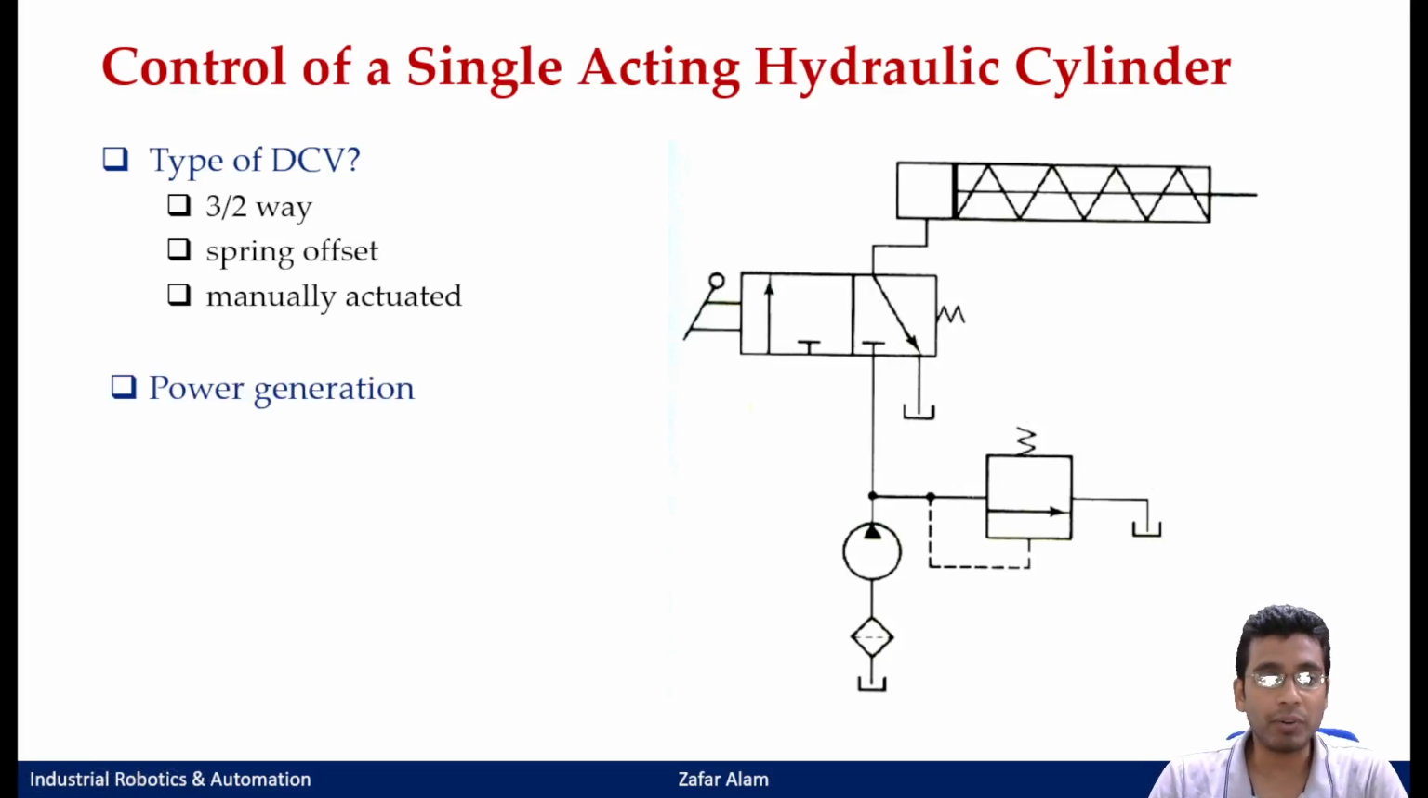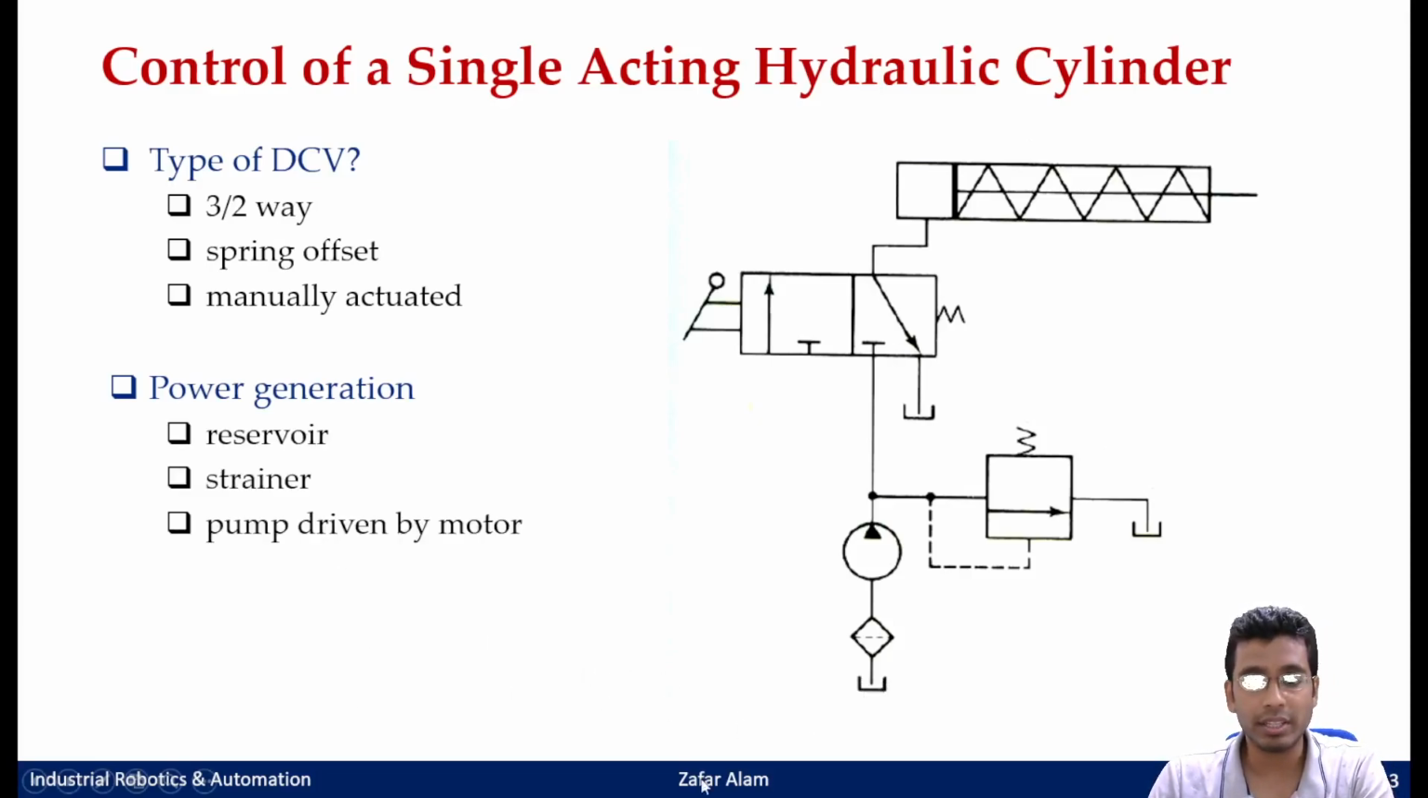What are your power generation elements in this? If you see the lower one, this is the symbol of a reservoir. So you have your reservoir here, the component at the bottom most of this diagram. Then comes your strainer or your filter to filter out the oil when the oil is getting sucked from the reservoir to your pump.